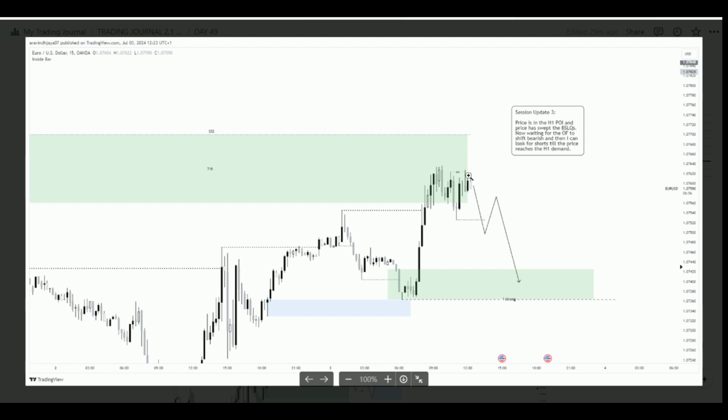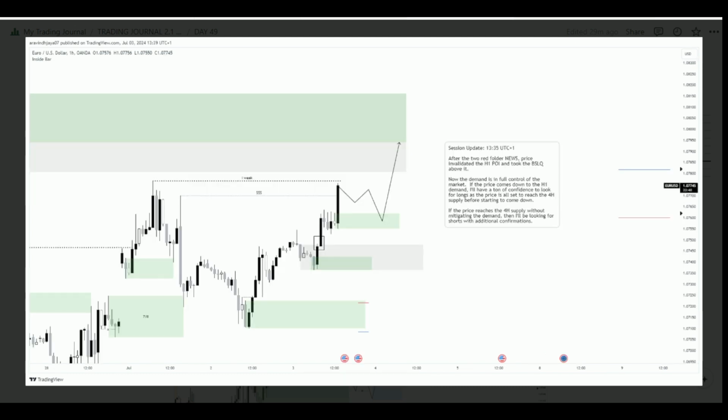But currently I was waiting, this liquidity was taken, and I was waiting for the price to come down and then look for shorts. But price didn't come down. After two red folder news, I deleted this POI because it got eliminated. One was at 3:15 and another was at 3:30. After the two red folder news, price invalidated the H1 POI and swept the buy side liquidity away.